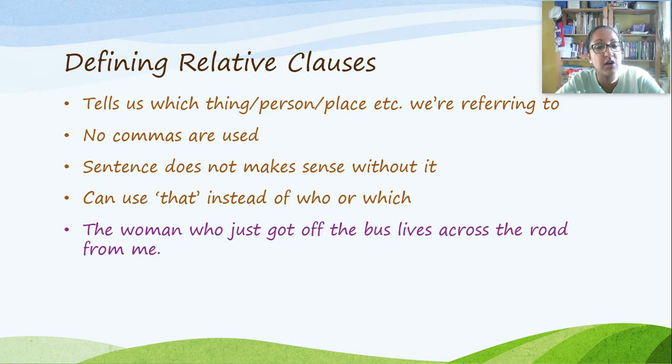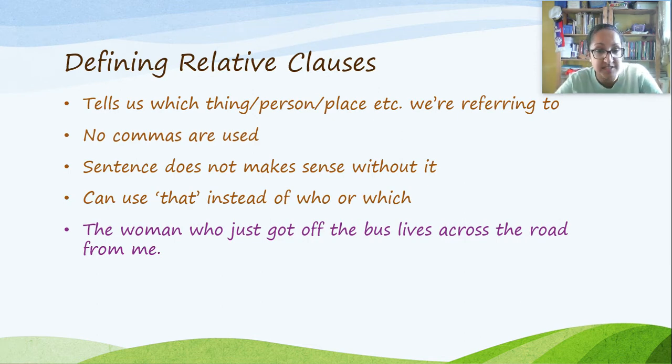The woman who just got off the bus lives across the road from me. If we take out the relative clause, who just got off the bus, we would have the woman lives across the road from me. But which woman? There are lots of women. How do we know which one? We need the relative clause in the sentence. So we don't separate it with any commas. Okay, and the sentence doesn't make sense without it because we don't know which woman.